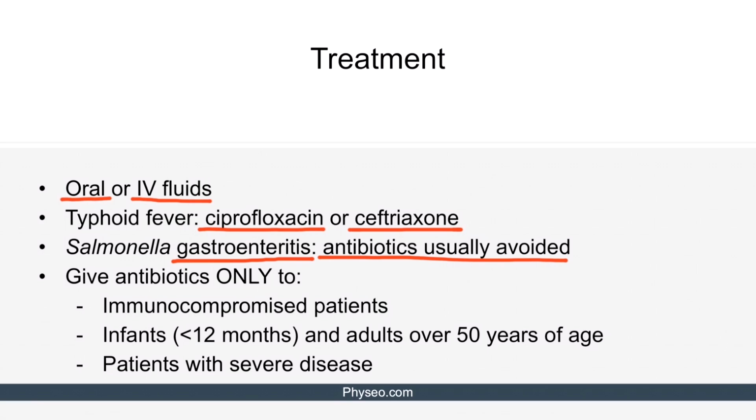Now, there are certain circumstances in which you do give antibiotics, even with the gastroenteritis variety. Specifically, if the patient is immunocompromised, if it's an infant, or it's an adult over 50 years of age. And of course, if they have a severe infection characterized by a prolonged fever, or hypotension, or a leukemoid reaction, you can also start antibiotics.